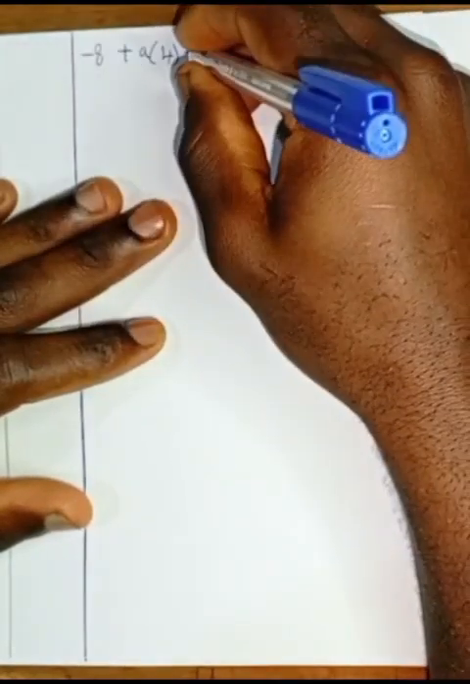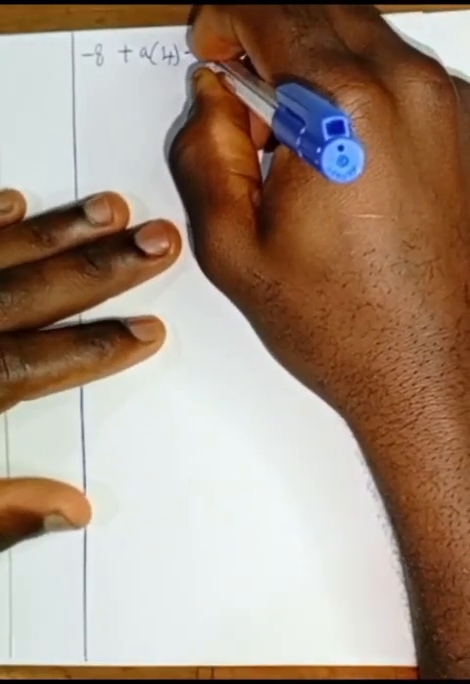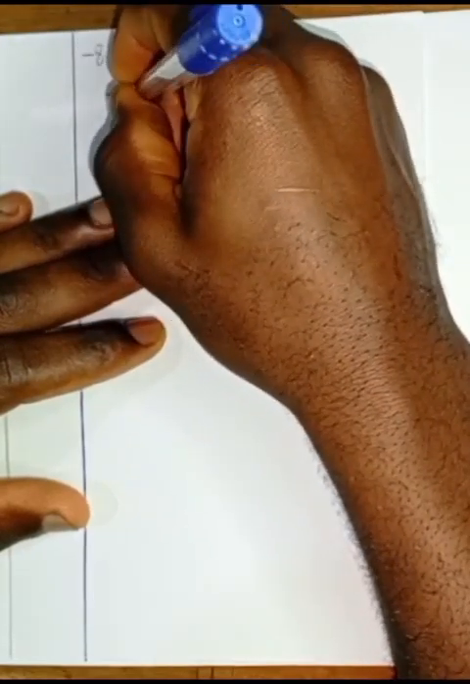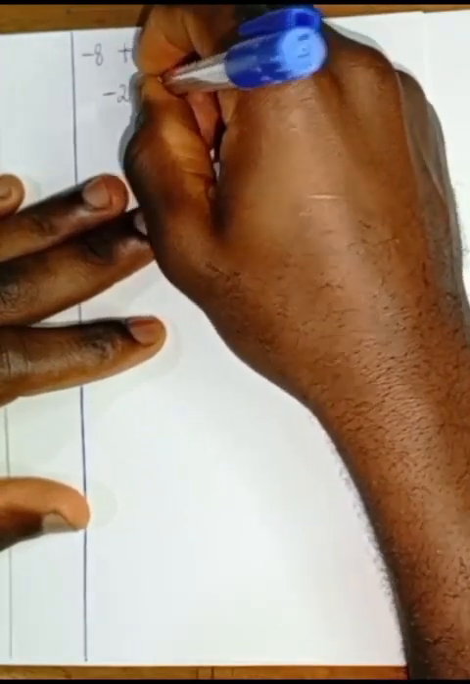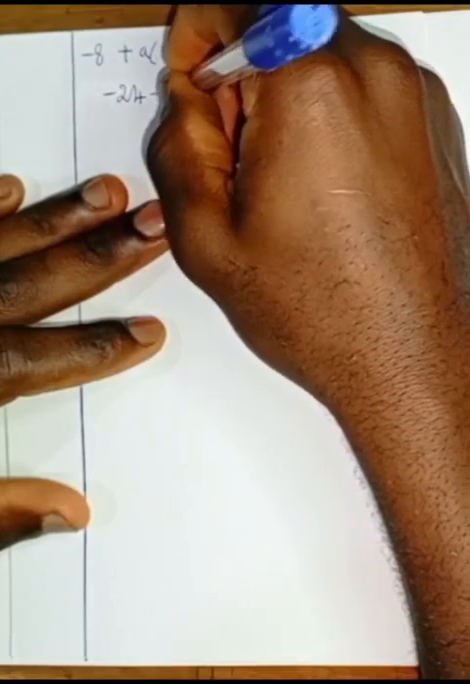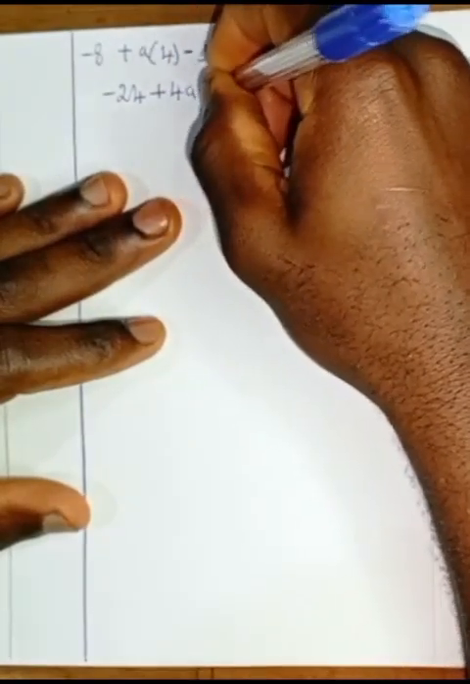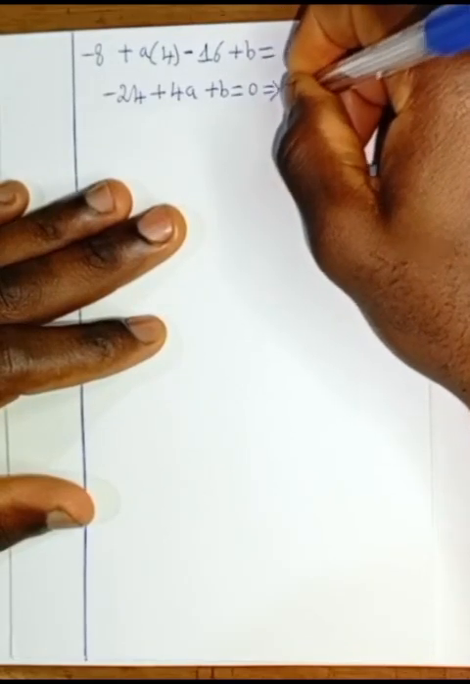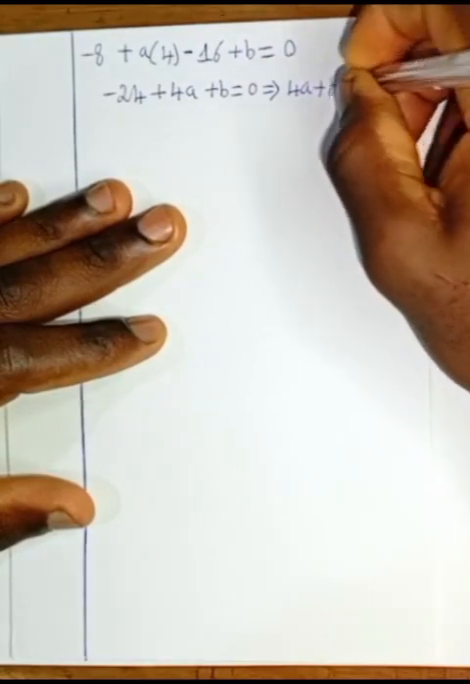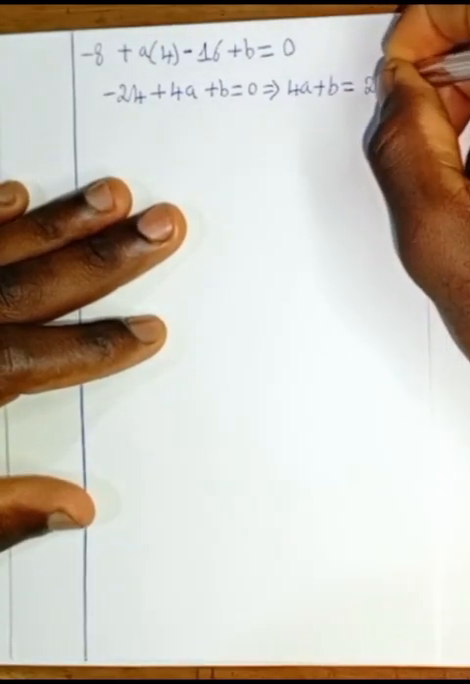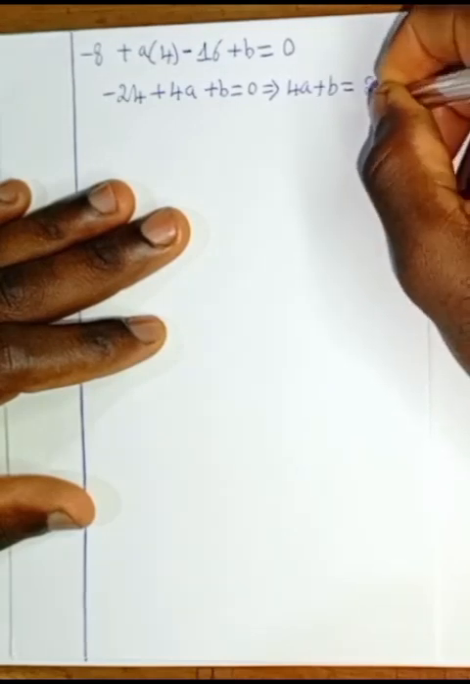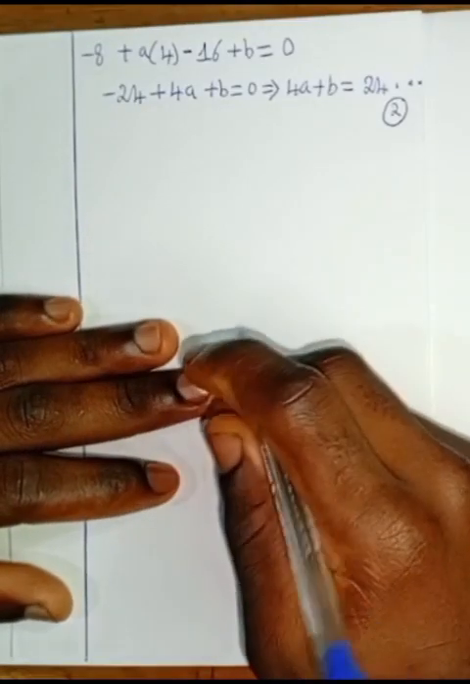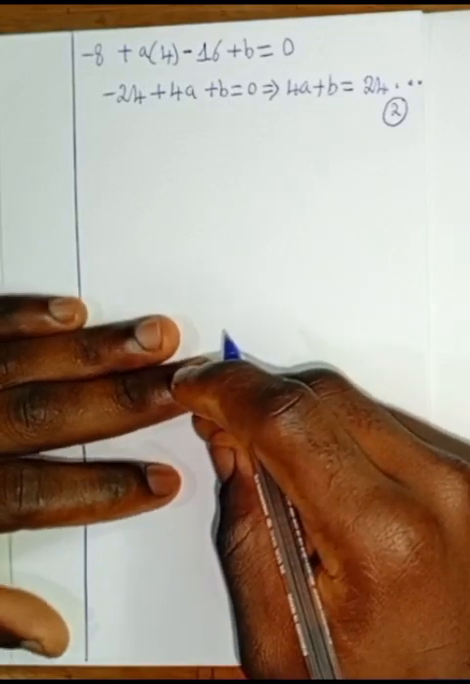Negative 8 minus 16 gives us negative 24. Negative 24 plus a times 4 gives us 4a plus b is equal to 0. Then 4a plus b is equal to 24. We call this one equation 2. We have a pair of simultaneous linear equations.